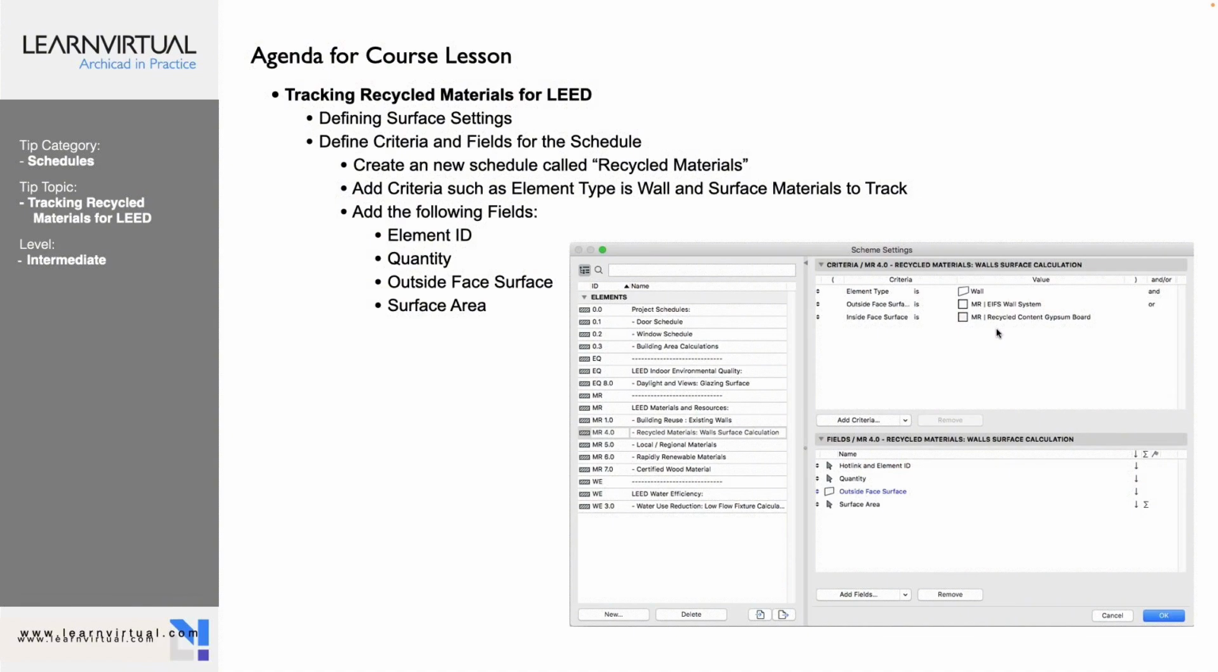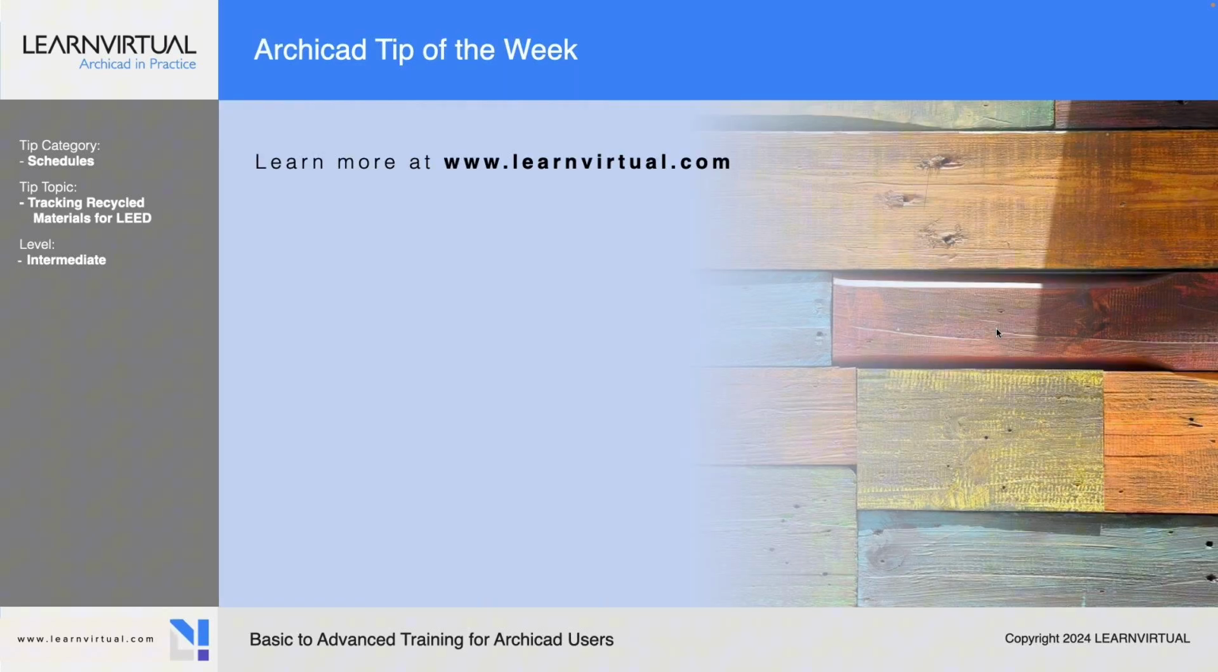Once we have that criteria set, we now want to set our fields. In this case, our field is going to be the hot link or element ID. It's going to be quantity, outside face surface, and surface area. And of course, you could also add the inside face surface as well. In this case, we've set that.